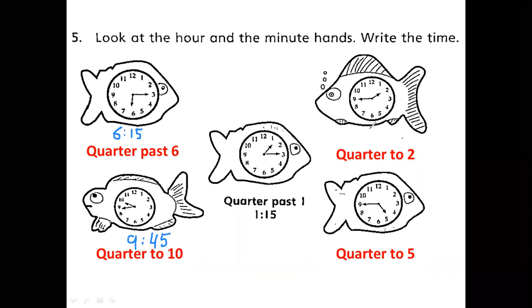Quarter to 2 means 1:45. Dear students, you can write the time in figures or in words. It's up to you. Quarter to 5 means 4:45.